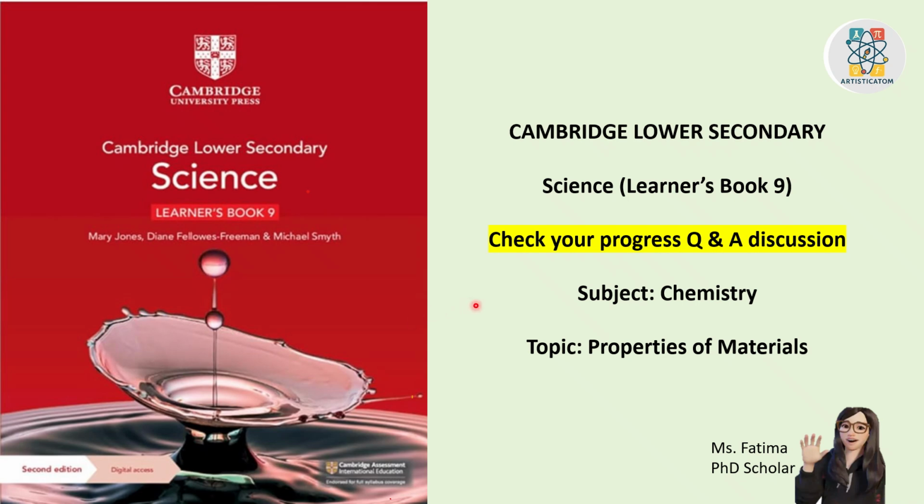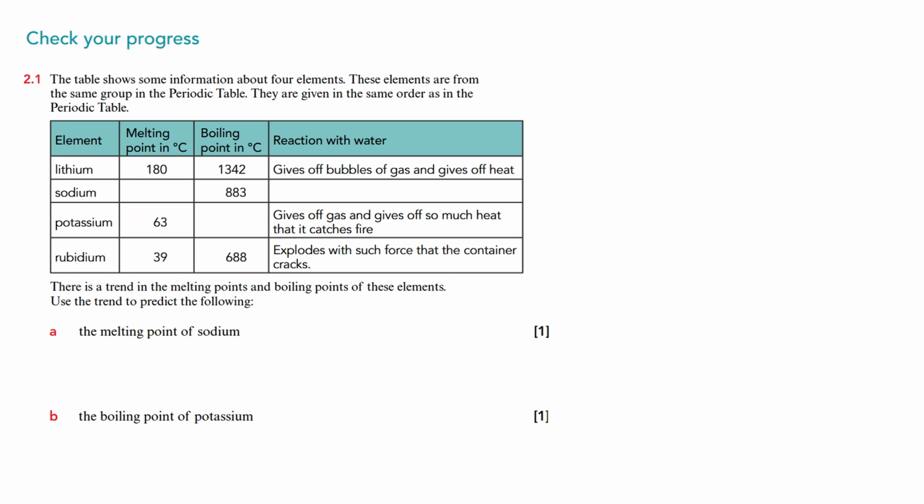I'm Fatima and in this session we will discuss the check your progress question answers from the properties of materials chapter in Cambridge Lower Secondary Science Learner's Book 9. So let's get started. Question 1: the table shows some information about four elements.